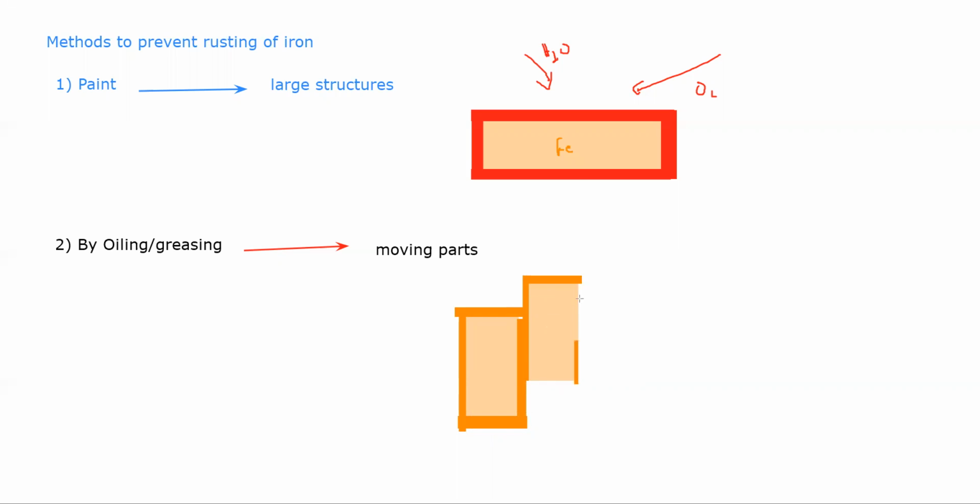So basically we have to protect the iron surface. If we are able to protect the iron surface, we are able to protect iron from rusting. This is the second way by which we can prevent iron from rusting. Then we can use electroplating.